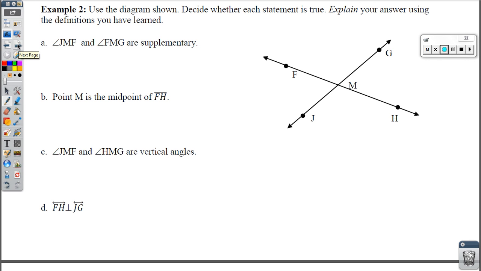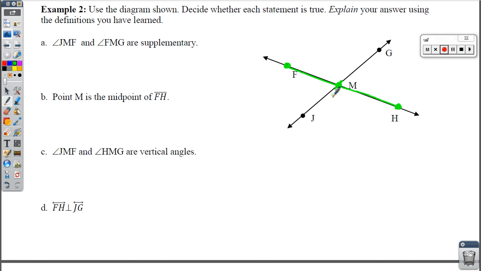B, point M is the midpoint of segment FH. So the segment from F to H, and we're saying that M here is the midpoint. Well, it looks like it is, but in geometry, we cannot ever make any assumptions based on the picture. There is nothing here that would indicate that M is actually the midpoint. There's nothing on the picture, nothing in the instructions. There's no information here that would tell us that M is the midpoint.